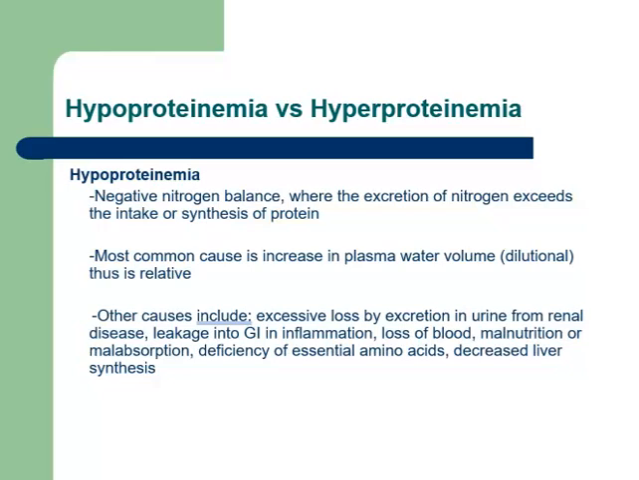Let's talk about hypo versus hyperproteinemia. In hypo, there's a negative nitrogen balance. This is where the excretion of nitrogen exceeds the intake or synthesis of protein. The most common cause is increased plasma and water volume. Thus, it is relative. Our causes include excessive loss by excretion in urine from renal diseases, leakage into the GI tract and inflammation, loss of blood, malnutrition or malabsorption, a deficiency of essential amino acids, or a decrease in liver synthesis.